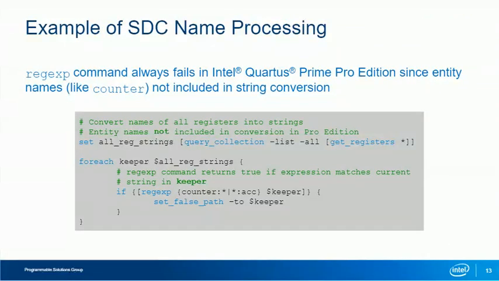Here's an example of SDC name processing that will not work in the Pro Edition. get_registers is used again, but this time the names of all registers are converted to strings and stored in the variable named allRegStrings. In the foreach loop, the regular expression command compares the expression, which includes the counter entity name, with the current value of the loop index keeper. Regular expression would return true if the expression and the string matched. However, in the Pro Edition, the conversion of the register names to strings does not include the entity name, counter. Thus, the regular expression will always fail. Check your scripts and SDC files to make sure that they correctly handle these types of conversions.